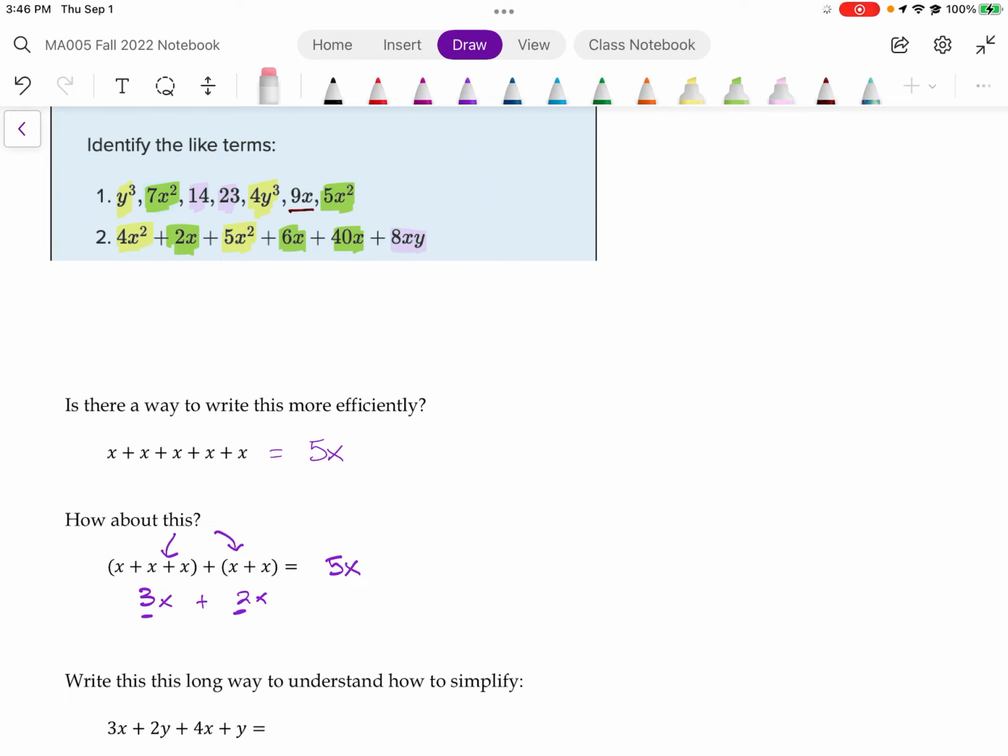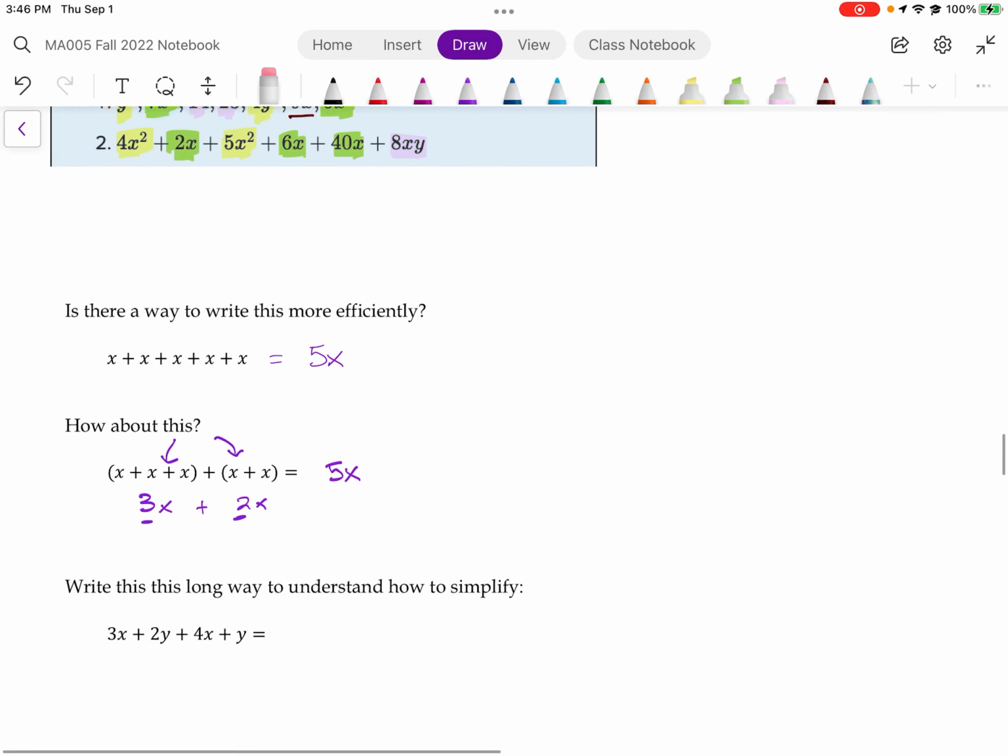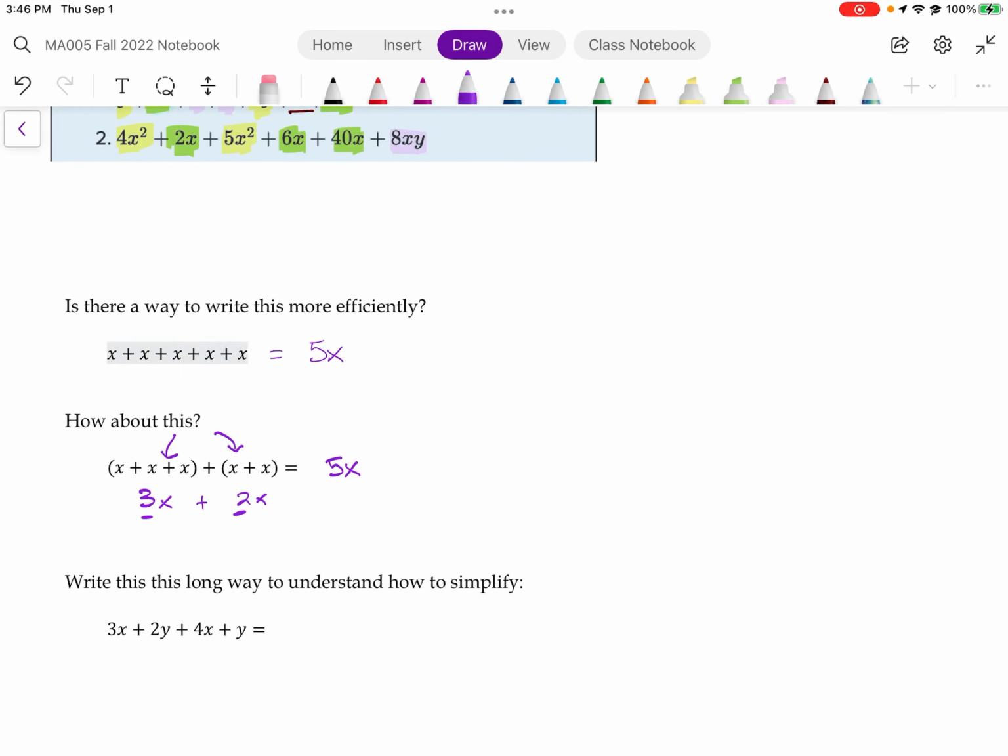All right, so let's move on. Write this the long way to understand how to simplify it. So maybe you already understand and you can just watch me, or you can skip this. But 3x would be x plus x plus x. 2y would be y plus y. And then another 4x would be x plus x plus x plus x. I'm never going to ask you to do this again. It's really long, but I just want you to see what's going on here.